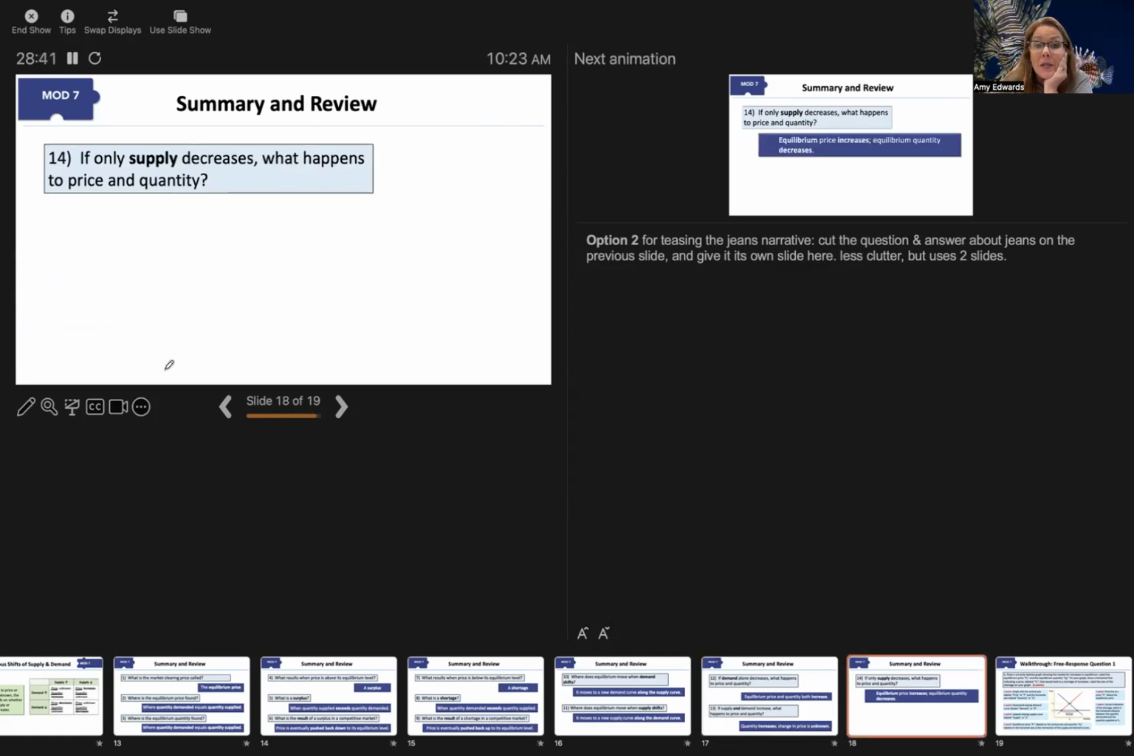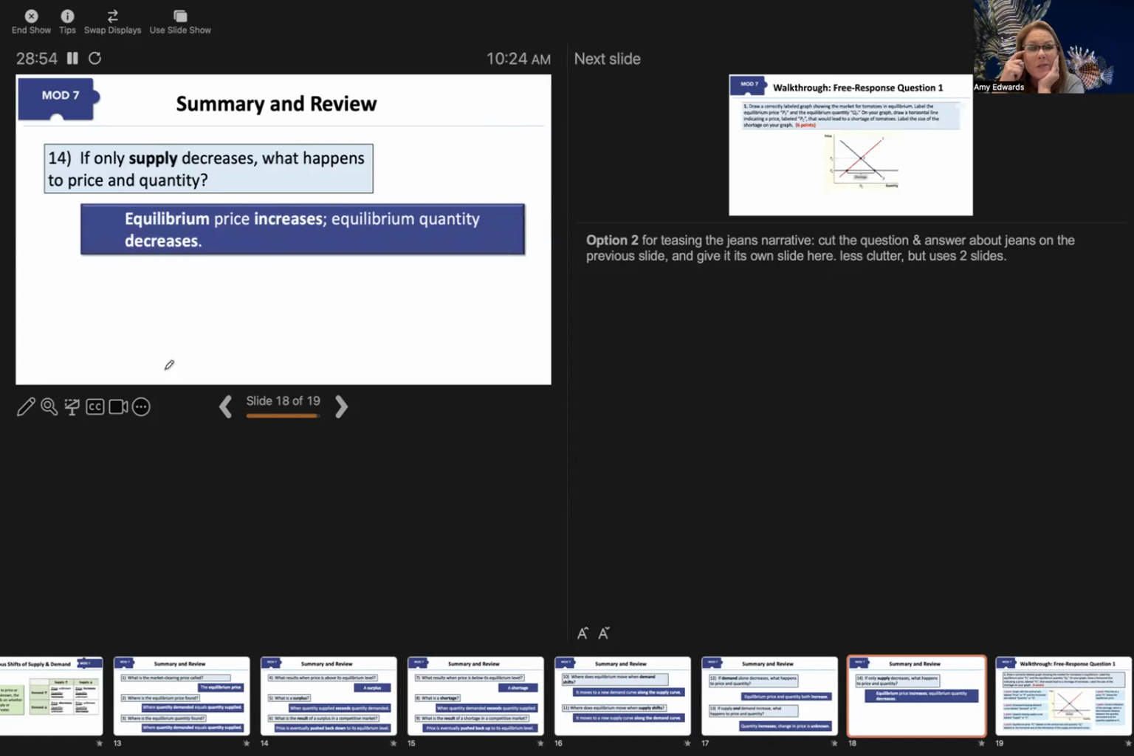Now, if only supply decreases, I'm drawing it out again. If supply decreases, what happens to price? See, these are backwards. I need to change these on the PowerPoint. So you will see, no, this one's actually correct. I'm sorry. This one's correct. So when only supply decreases, equilibrium price is going to go up, but the quantity is also going to decrease. And again, I just graphed it out and I got it.